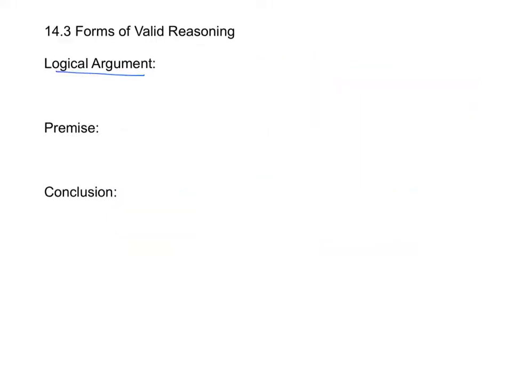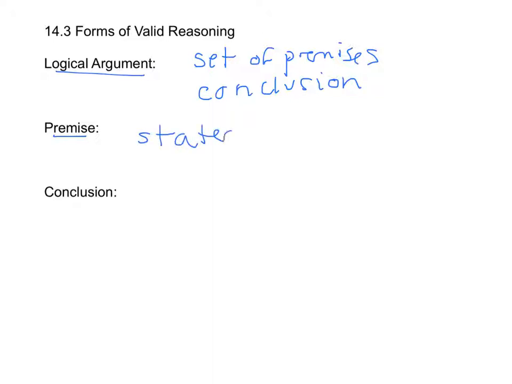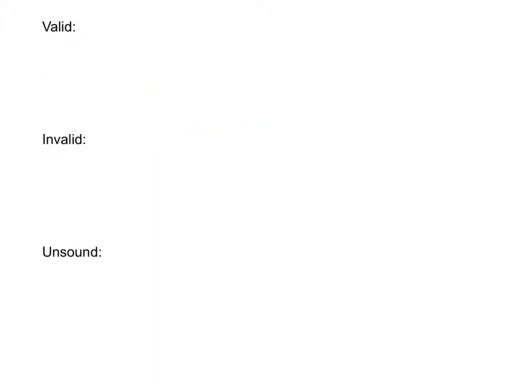So a logical argument consists of a set of premises and a conclusion. And then a premise is going to be each given statement. And a conclusion is going to be the statement arrived at through reasoning. An argument is going to be valid if the conclusion has been arrived at through accepted forms of reasoning. So essentially, a valid argument is an accepted argument.